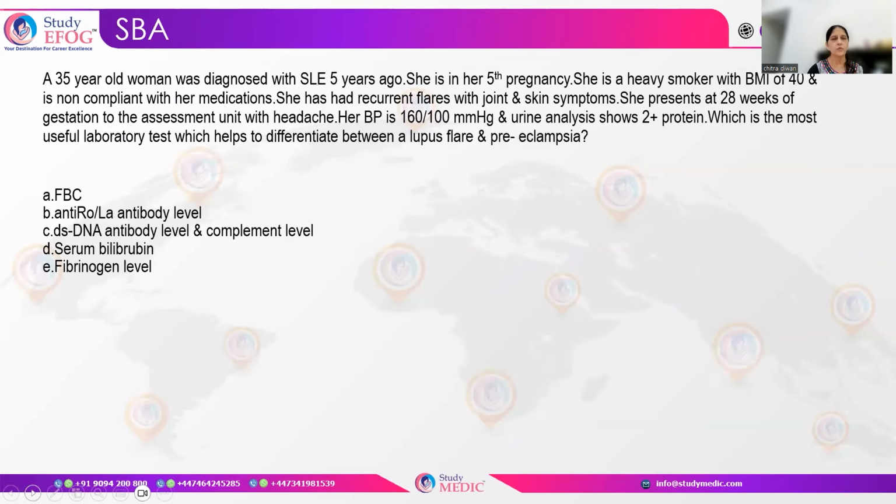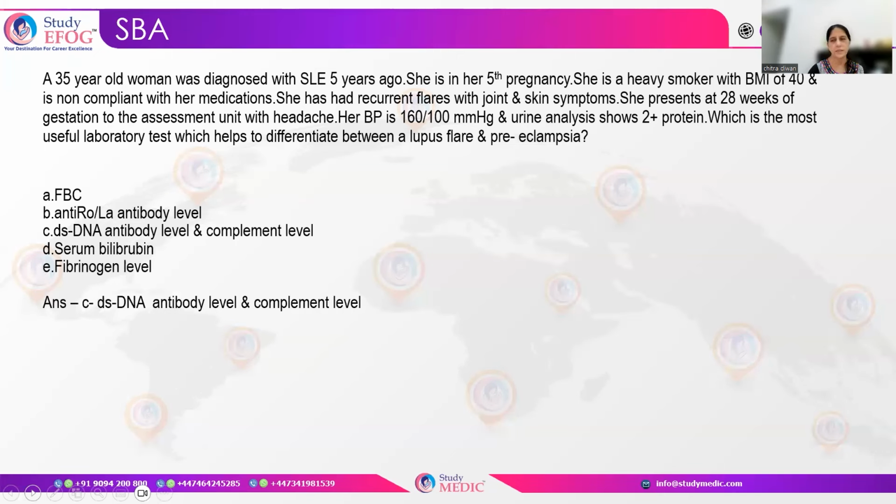You have another woman diagnosed with SLE 5 years ago. She is in her 5th pregnancy. She is a heavy smoker, BMI of 40. She's not compliant with her medications. She has flares with joint and skin symptoms. At 28 weeks, she presents with hypertension. Blood pressure is 160 by 110. Urine analysis 2 plus protein. So now, which is the test that will help you differentiate between the lupus flare and preeclampsia?